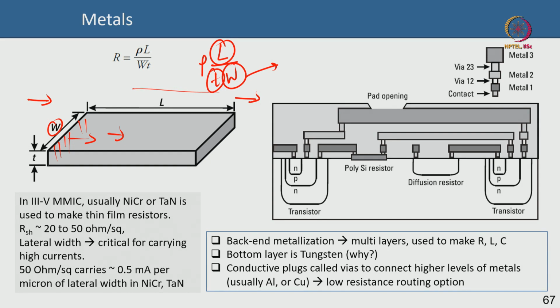But let's talk about resistors. For instance, you will use a metal to make a resistor. It's one of the important ways to make a resistor. There are also other ways.